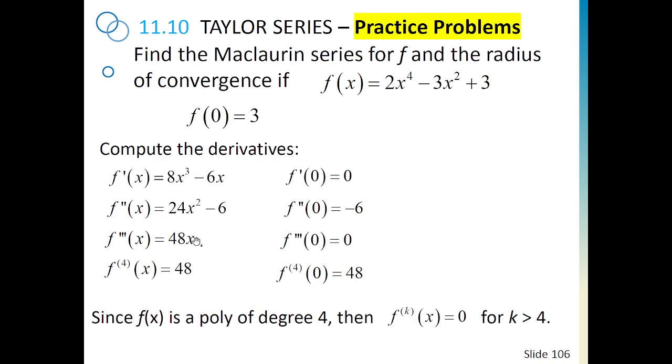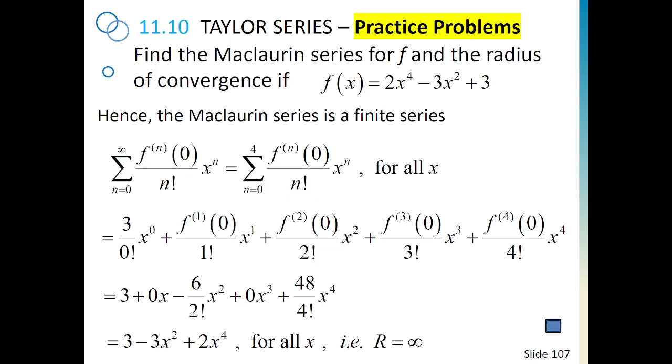So basically we just compute derivatives simply and we evaluate them at x equals 0. So all of these expressions here have x involved. This one is a constant 48, so it's always 48 for all values of x. So at x equals 0 it's also 48 obviously. And this is a polynomial of degree 4, so the fifth derivative, the derivative of 48, is 0, and then all the other derivatives are also 0 obviously. So this means that our Maclaurin series is actually a finite series.